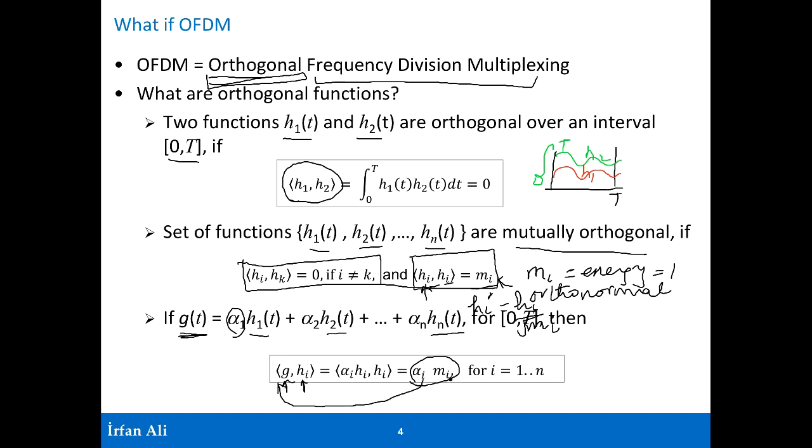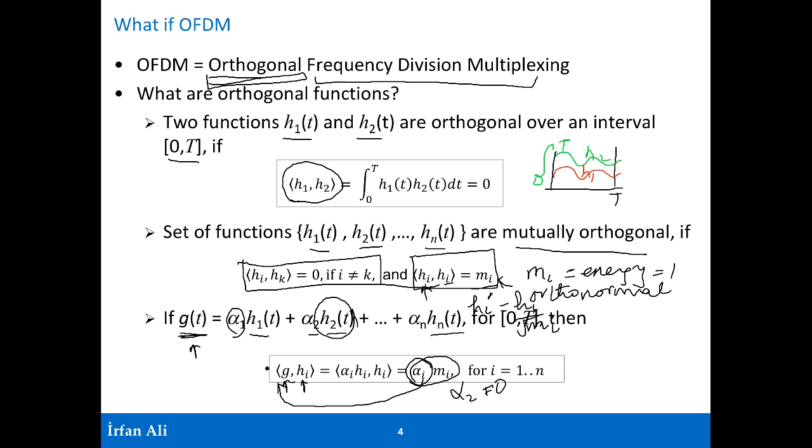So alpha i times mi, let's assume mi is equal to 1. You create a composite signal by summing up the various components weighted by some factor. In order to find out whether a particular component, let's say H2, is in this signal or not, you just take the inner product of it, and what you'll end up getting is alpha 2. If alpha 2 is not equal to 0, then you do have this component, otherwise you don't have this component.